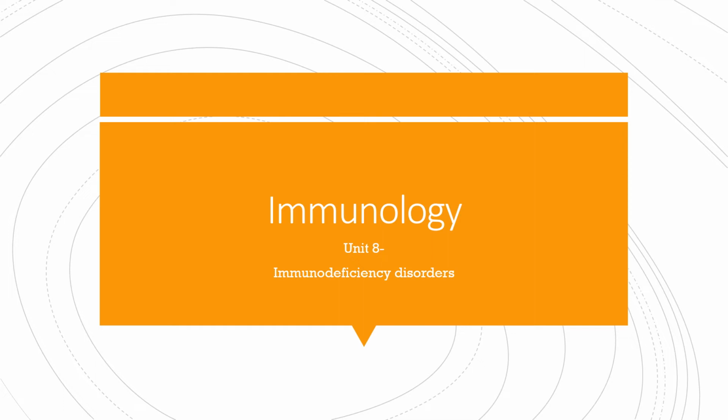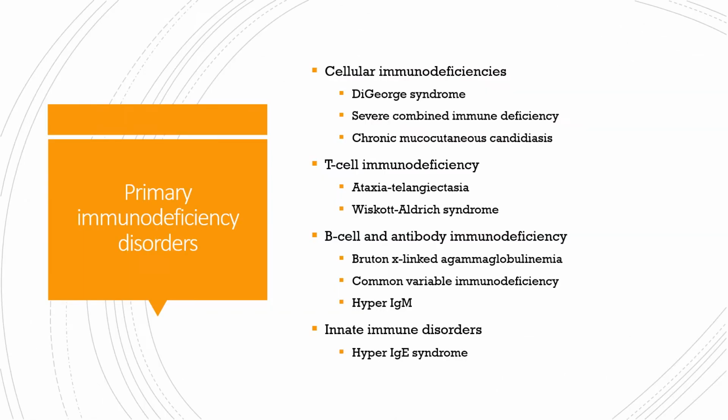All right, let's get into some of the pathophysiology, and we're going to talk about immunodeficiency disorders. So in today's lecture, I'm going to break it down into four categories of the primary immunodeficiency disorders. We've got the cellular immunodeficiencies, the T-cell immunodeficiencies, the B-cell and antibody immunodeficiencies, and finally, innate immune disorders.